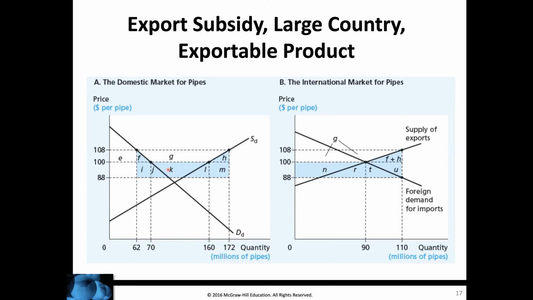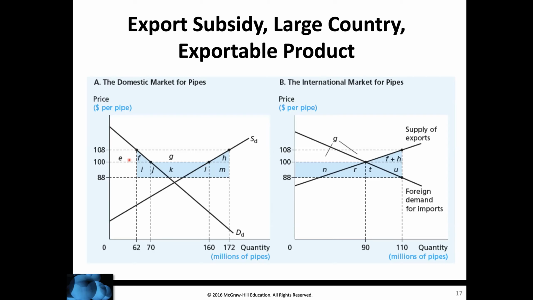Again, this is a large country, so they're going to be able to move the world price. And this is actually going to end up making them potentially worse off for large countries than for small countries. So with free trade, we're at $100 per pipe. When the exporting country government offers the export subsidy of $20 per pipe, exporting firms will want to export more to get more of that subsidy. Okay, so there's going to be a $20 subsidy.